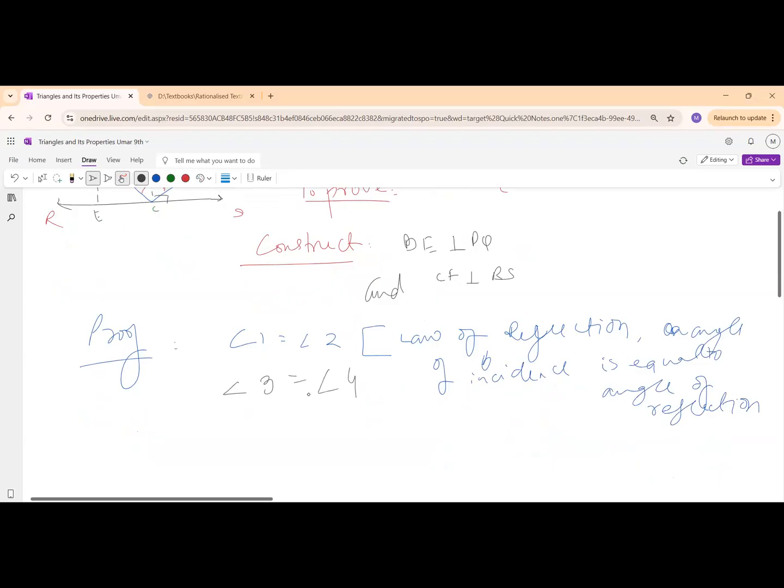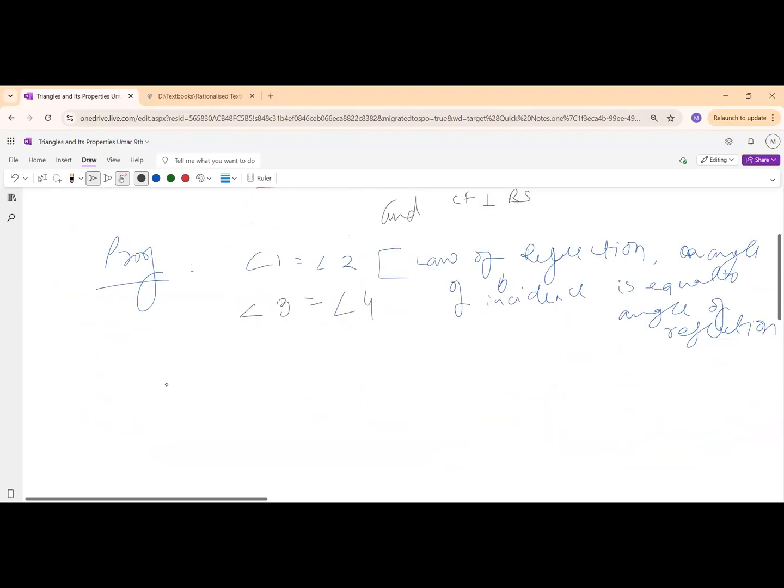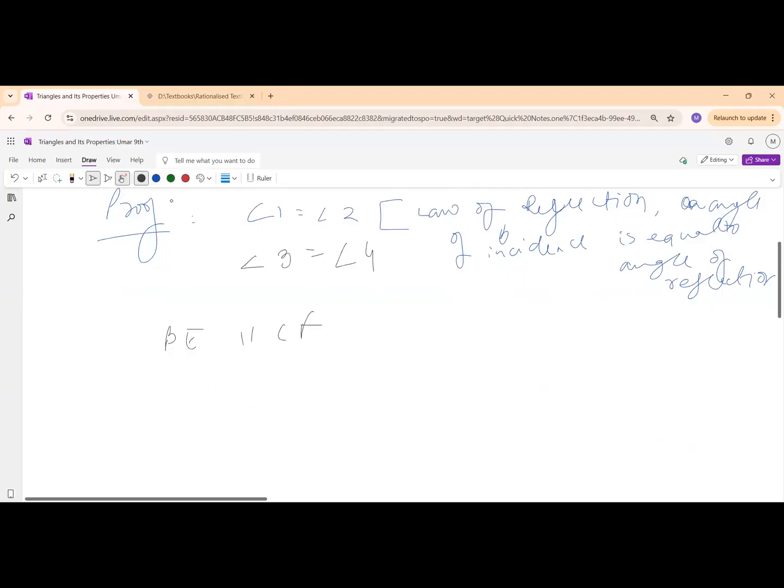Now, can I write angle 2 is equal to angle 3 because of alternate interior angles? Because 90 degrees, 90 degrees, so they are perpendicular, right? Remember I taught you how to prove BE is parallel to CF in the last class. You have to apply that same. BE is parallel to CF, so therefore angle 2 is equal to angle 3, alternate interior angles.